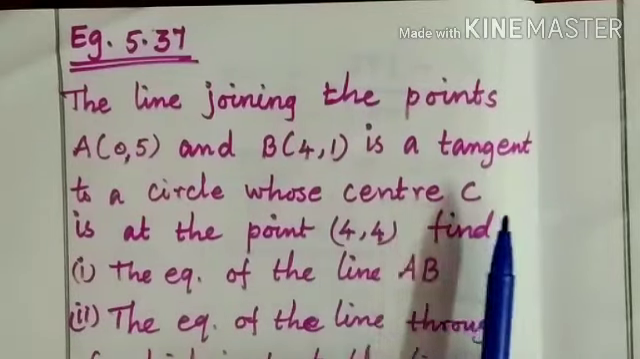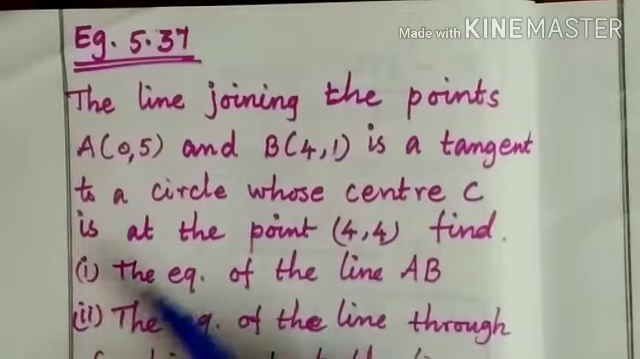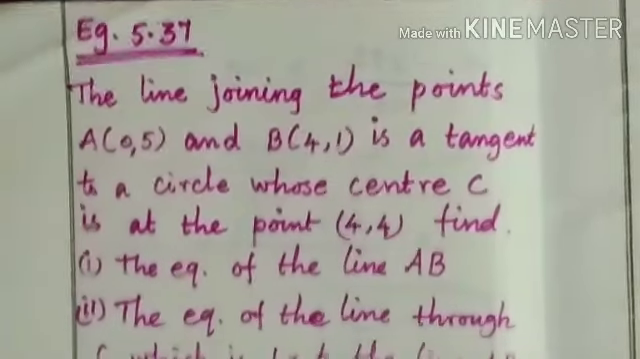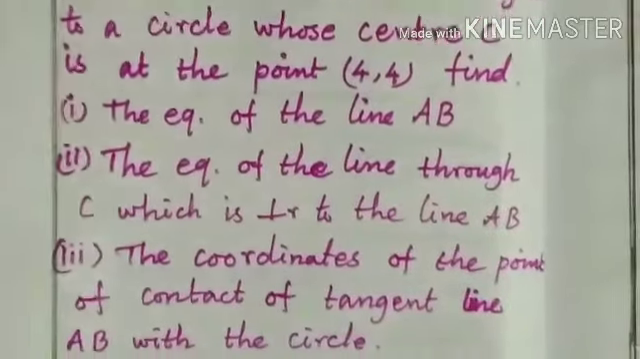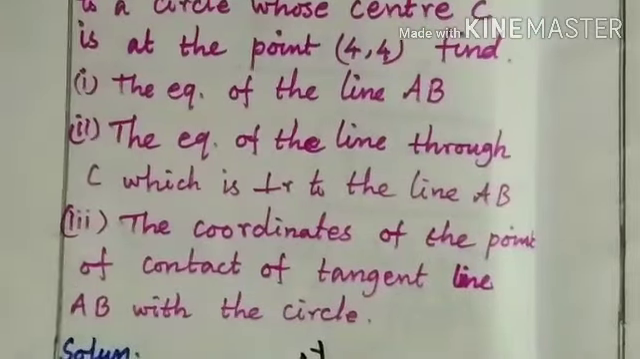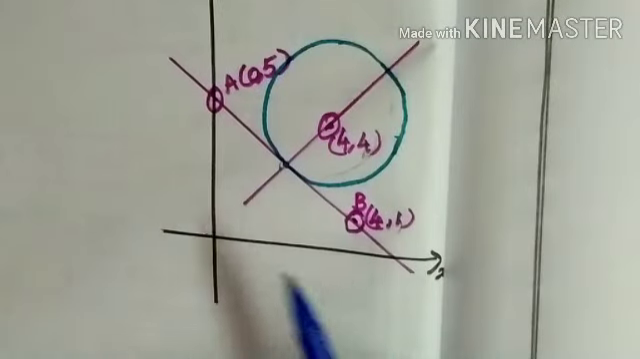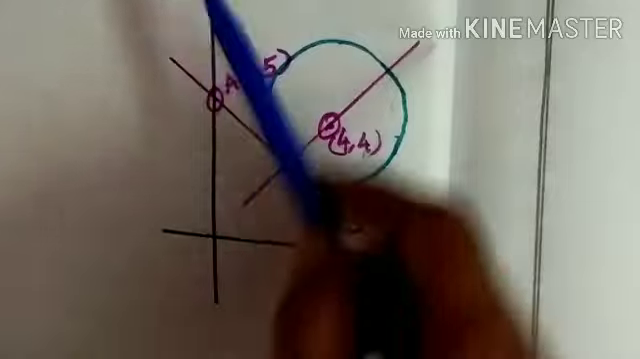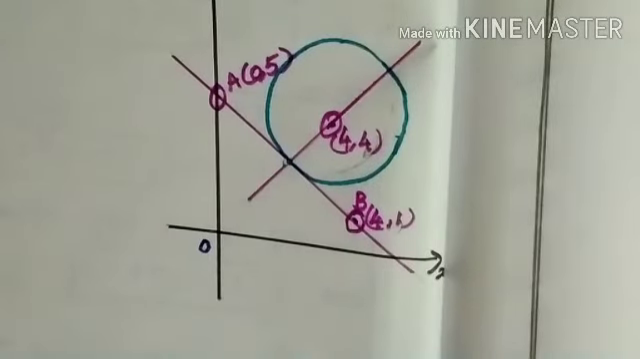Center of the circle C is the point (4, 4), also given. We have to find these three given subdivisions. You have to draw the diagram by using the given information. Let us see the diagram. First quadrant, x axis, y axis, then origin 0.